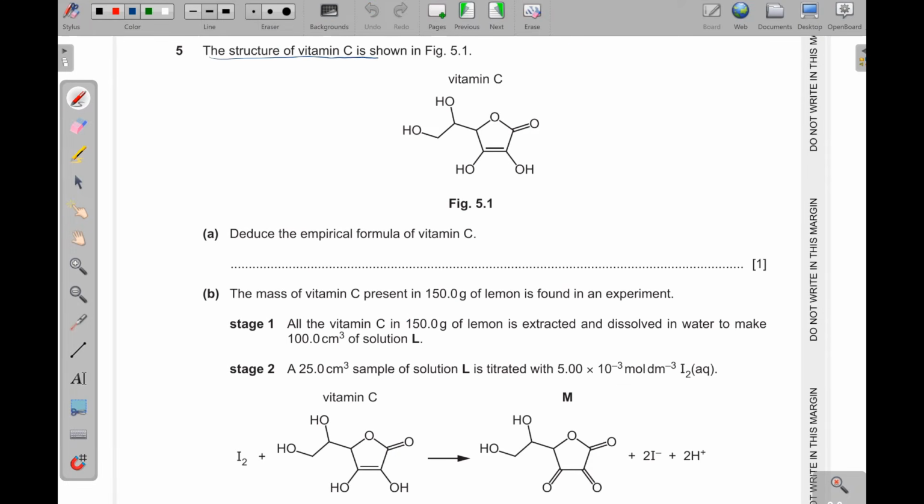Question 5. The structure of vitamin C is shown in this figure here. And they are saying part A, deduce the empirical formula of vitamin C. Remember, empirical formula shows the simplest whole number ratio of atoms in a given molecule, right? So that means I'll use the molecular formula, okay? Then I simplify the molecular formula to get the empirical formula.